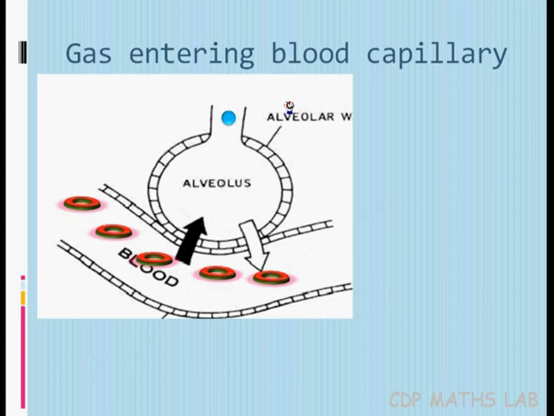All right, let's continue now. You realize that the air now actually enters your lungs, and it also now enters what? The alveolus. So gas entering the blood capillary. Now note, these little circle things you see right here are called red blood cells. And this little thing right here is called the blood capillary. Good? Now this is really, for me, really clean air.